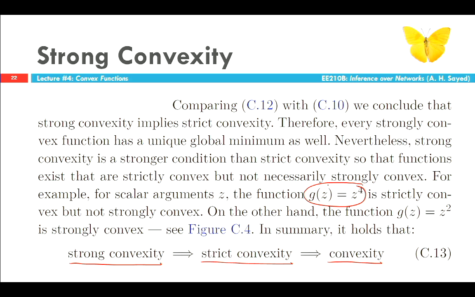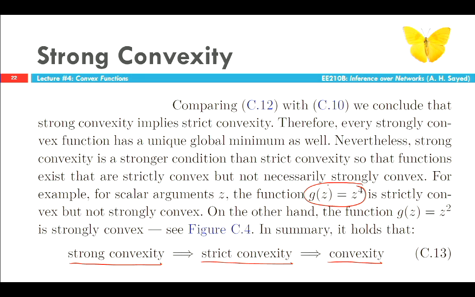Let's start with z squared. Z squared is the parabola, right? I'm going to show you very soon a way to check whether a function is strongly convex or not by looking at its Hessian. Essentially, if you look at the Hessian matrix, in the scalar case you look at the second order derivative. What's the second order derivative here? 2. If the second order derivative is bounded away from 0, then it is strongly convex. I'll show you the statement very soon.